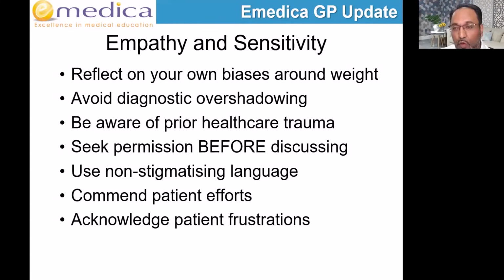One of the things is we all need to reflect on our own biases that we have around weight. So it's important that we avoid diagnostic overshadowing. Someone might have other illnesses, they might have other things that they're at risk of, and our own biases can sometimes get in the way of that. Similarly, have they had prior healthcare trauma? Have they had a bad experience in the past when they've tried to get help in relation to this? The guideline recommends that, as part of being sensitive to how the patient might feel, especially if they have come for something else and you pick up that they're obese or overweight and at risk because of maybe a higher central adiposity, before you specifically discuss the weight, you seek permission, and that we use non-stigmatizing language.